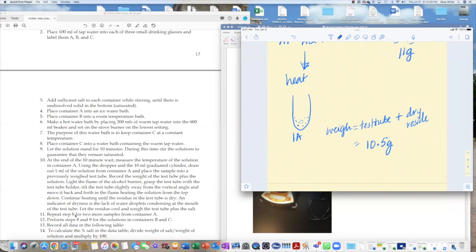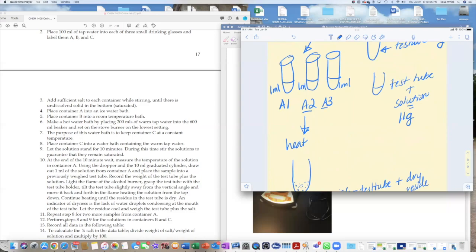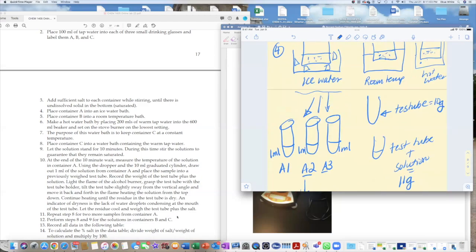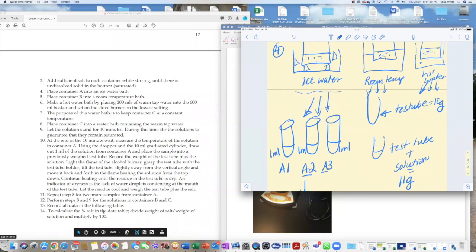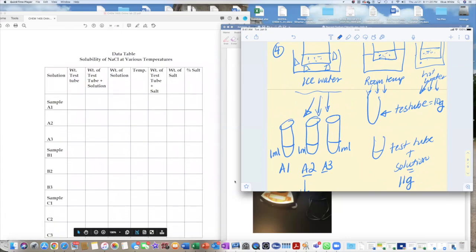So you're told to repeat steps 8 for 2 more samples of A. I've already talked about that. A2 and A3, correct? And then perform the same steps 8 to 9 for the solutions in containers B and C. So you started off with a cold water solution, got 3 from that. Do the same thing for the hot or room temp, you get 3 from that. And then hot water, you get 3 for that, okay? So each of the temperatures produces 3 samples. Record all data in the following table. And it says to calculate percent of salt in the data, divide weight of salt over weight of solution multiplied by 100. So we have our table right here, okay?